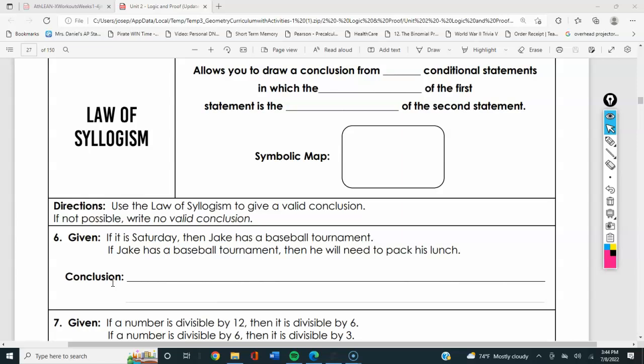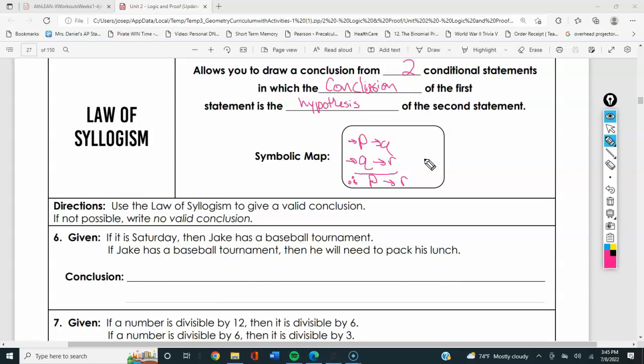Law of syllogism is kind of like the transitive property of logic. It's kind of like the choo-choo train that allows me to take two conditional statements in which the conclusion of the first is the same as the hypothesis of the second. AKA, if we're given a P then Q, and then that Q leads to an R, then we can conclude, therefore, P then R.